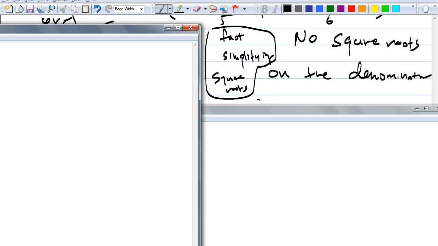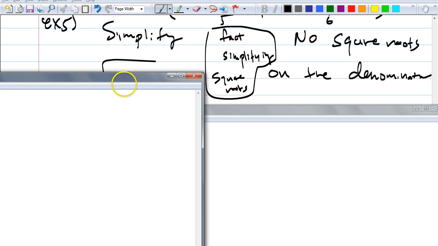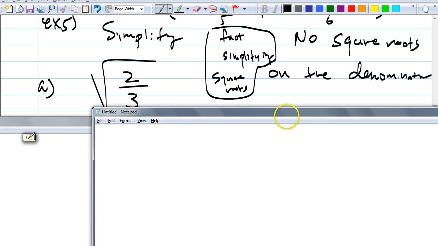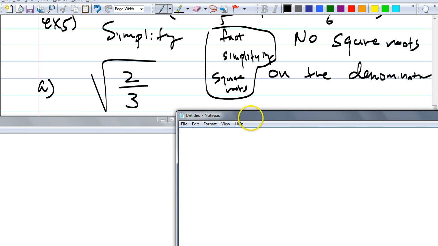Before I move on, I need to tell you this rule or fact about simplifying square roots. Turns out, when you're simplifying square roots, you may not have square roots in the denominator, because then it's not simplified. So something like this. If I ask you to simplify square root of 2 over 3, we know from last time, what does rule number 2 say? This is the same as square root of 2 over square root of 3, right?